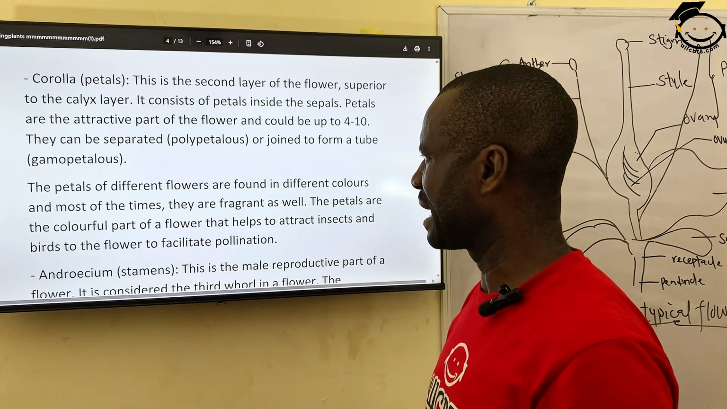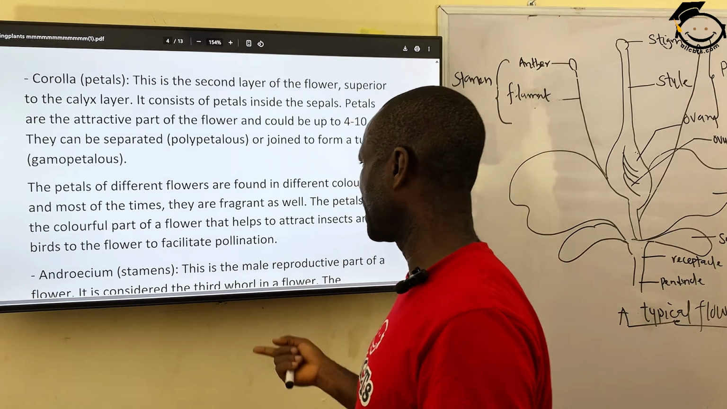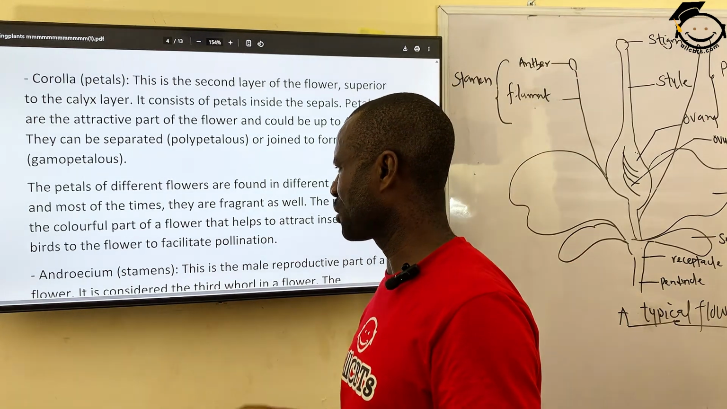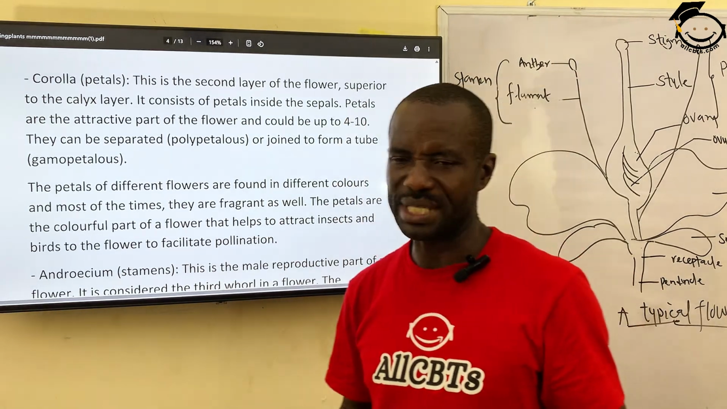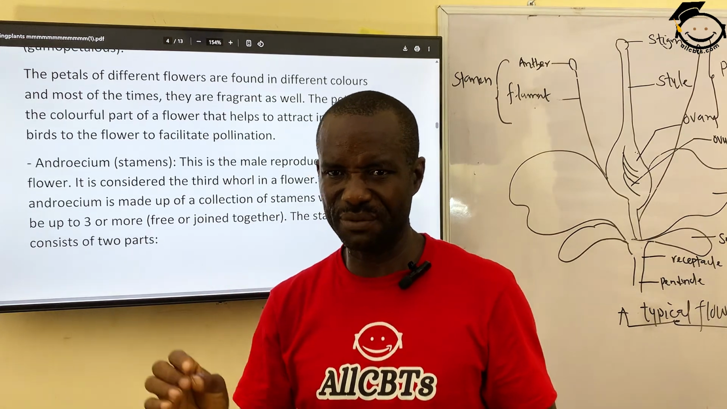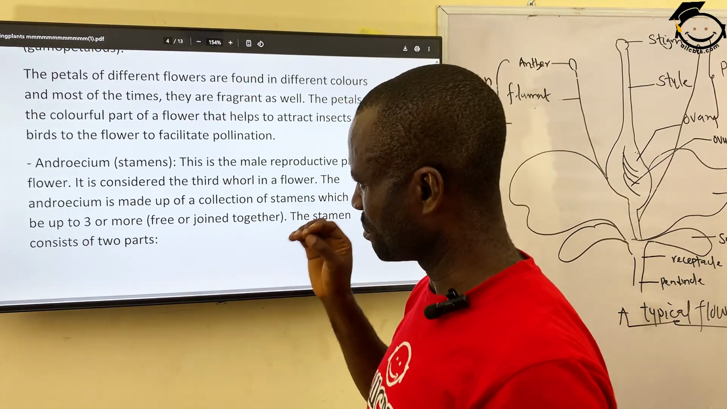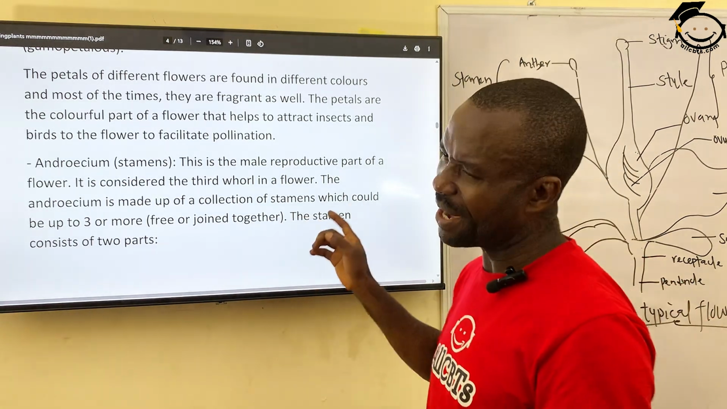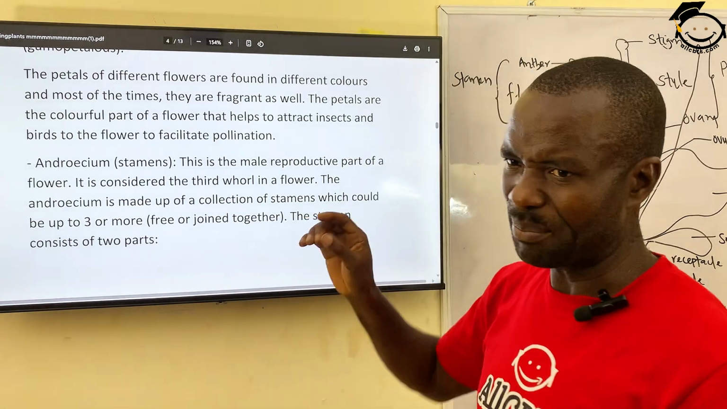The petals are the colorful part of a flower that helps to attract insects and birds to the flower to facilitate pollination. We said if a flower is beautiful, the organ that gives the flower its beauty is the petal.